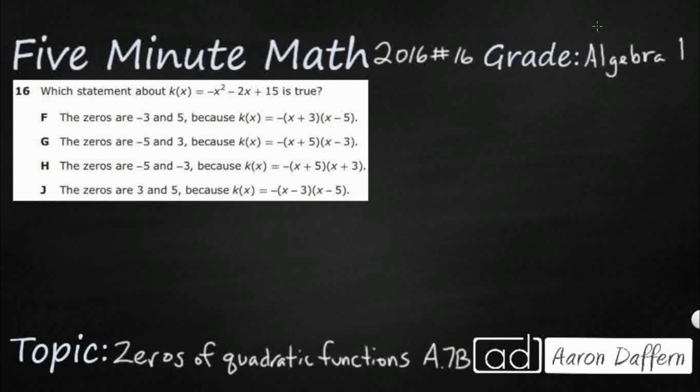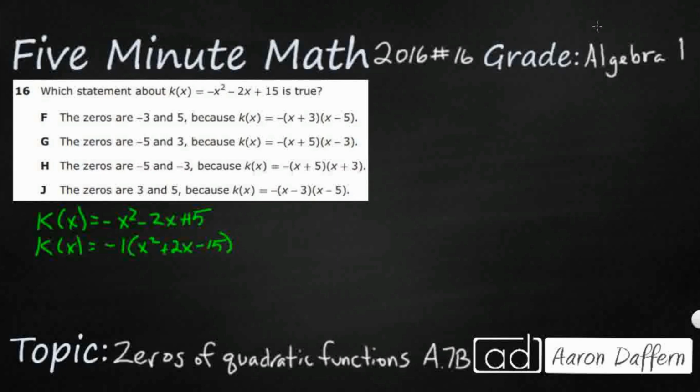So we have this statement here about k of x, and that is in our standard form. We've got negative x squared minus 2x plus 15. Before we go any farther, that negative x squared is really going to mess us up, so we need to factor out a negative 1. That leaves us a positive x squared, which is really what we're looking for, positive 2x minus 15.